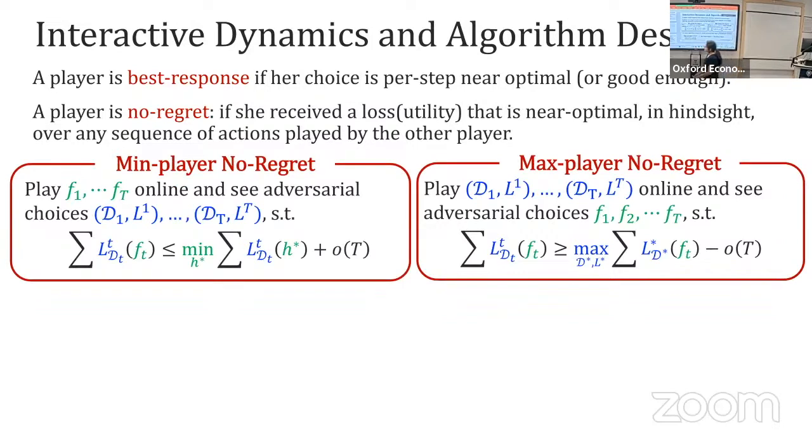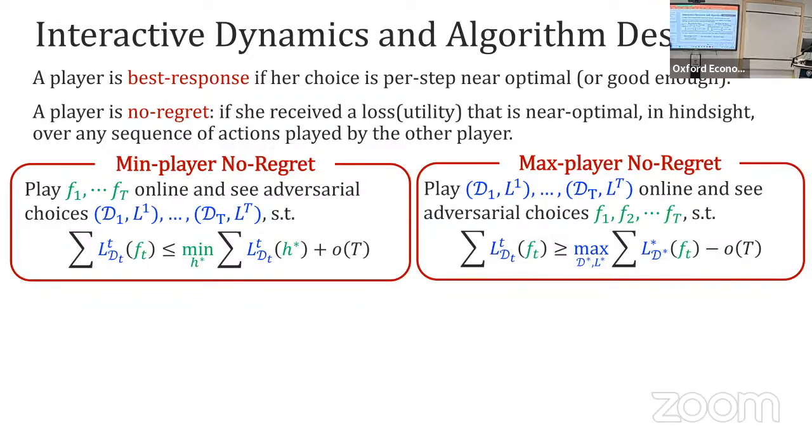So no regret, and hopefully you remember something from the tutorial before, what it means to be no regret for the player that's minimizing and playing F1 to Ft is that he is playing F1 to Ft and he saw some potentially adversarial sequence of distributions at any time and loss functions. And the average loss that he got over T time steps should not be much more than the average loss of any one function he could have chosen.